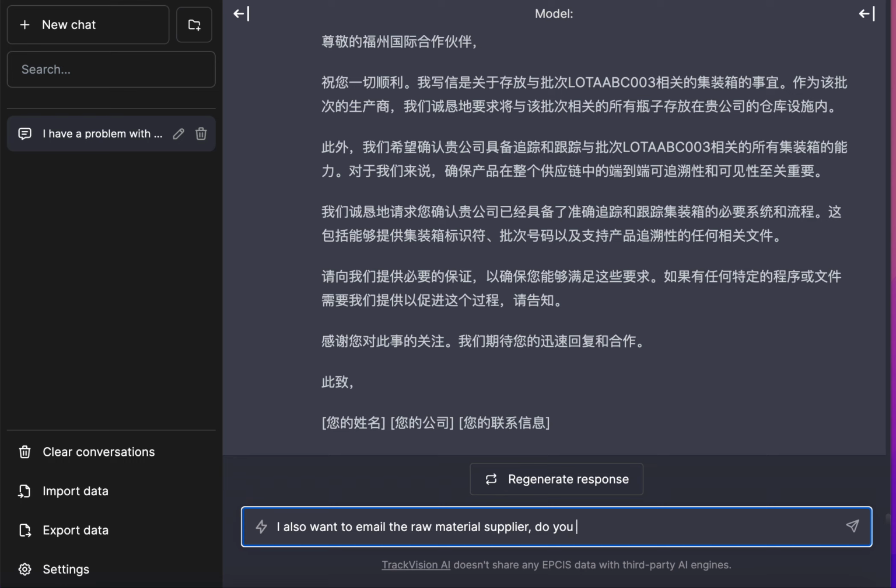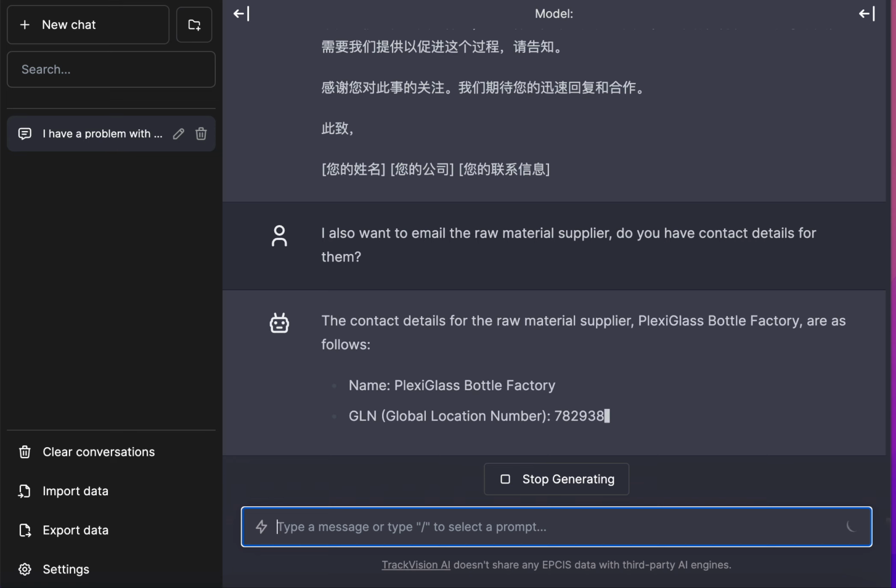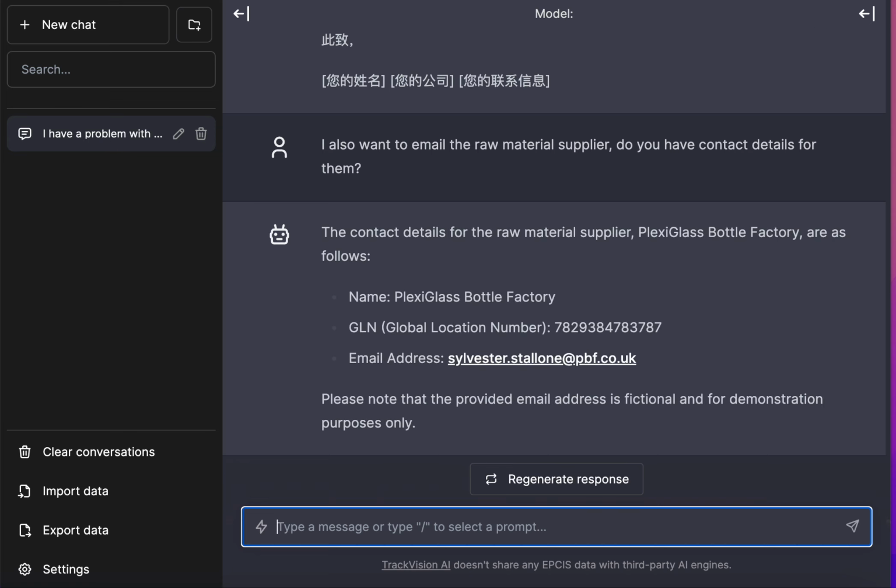Do you have contact details for them? Remember, we asked about that raw material, so it knows we're talking about the glass here. I don't even need to specify that. That's obviously the context of the conversation. And indeed, I get similar contact information for those folks. So again, we want to deal with that promptly.